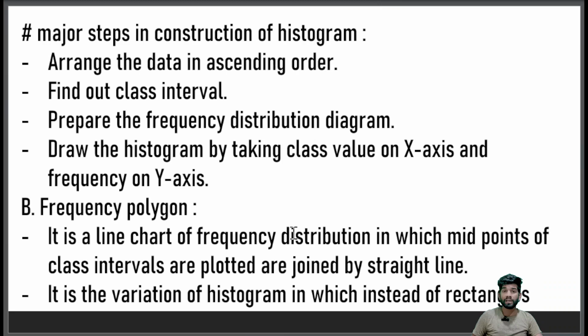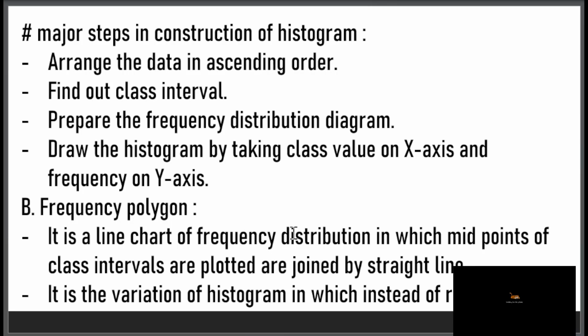The major steps in constructing a histogram: first step, arrange the data in ascending order. Second, find out the class interval. Third, prepare the frequency distribution diagram. And fourth and last, draw the histogram by taking class value on the x-axis and frequency on the y-axis.